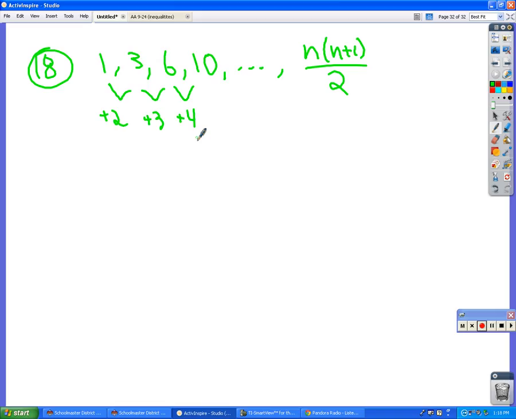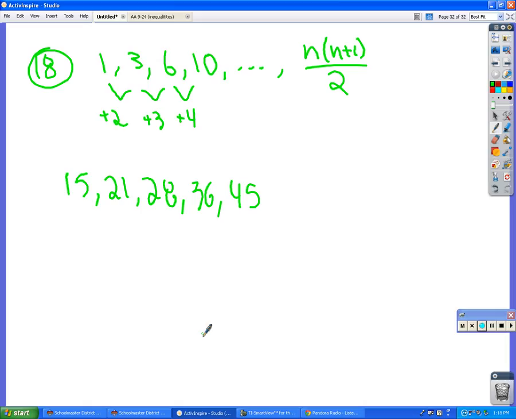Okay, so you could get the next 5 terms that way. What's it going to go up by next time? 5. So it will now be 15. And then it goes up by 6, which gives me 21. Goes up by 7, which gives me 28. Goes up by 8, which gives me 36. It goes up by 9, which gives me 45. Okay, so that's one way that you could do it. It's just by recognizing that you're adding one more every time through.